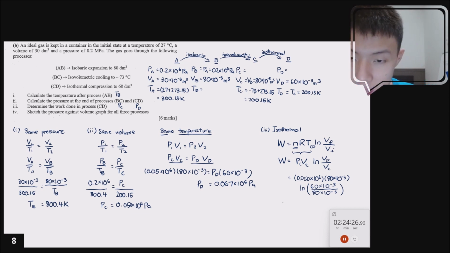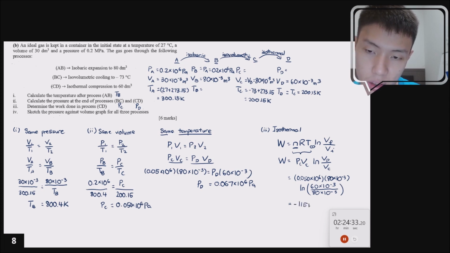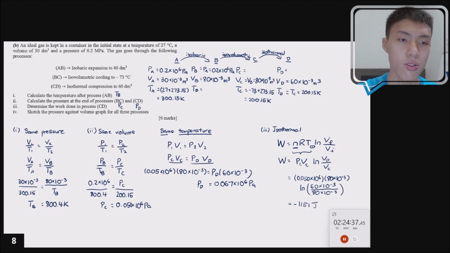Yes, indeed, it's a negative answer. Remember, if it's a compression, then it should be negative work done because it's work done on the system. Okay, so negative 1151 joule. So that's your work done for process CD, no problem.